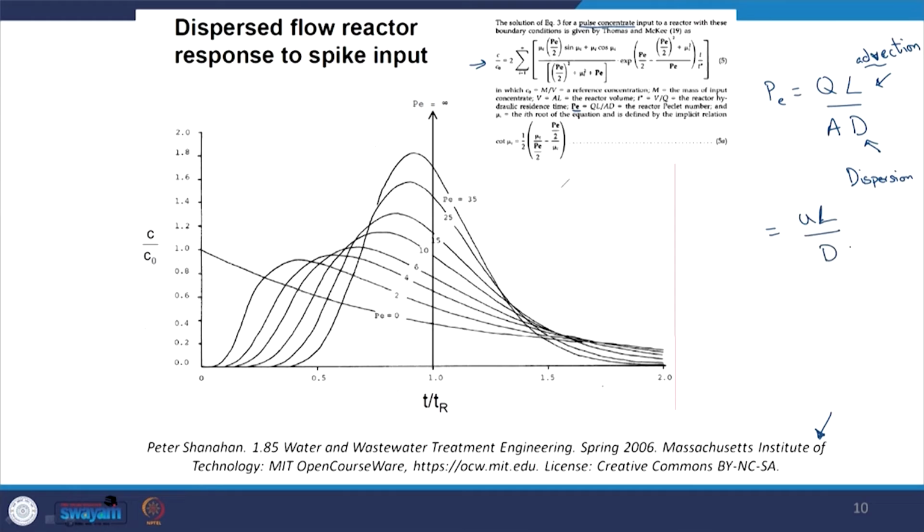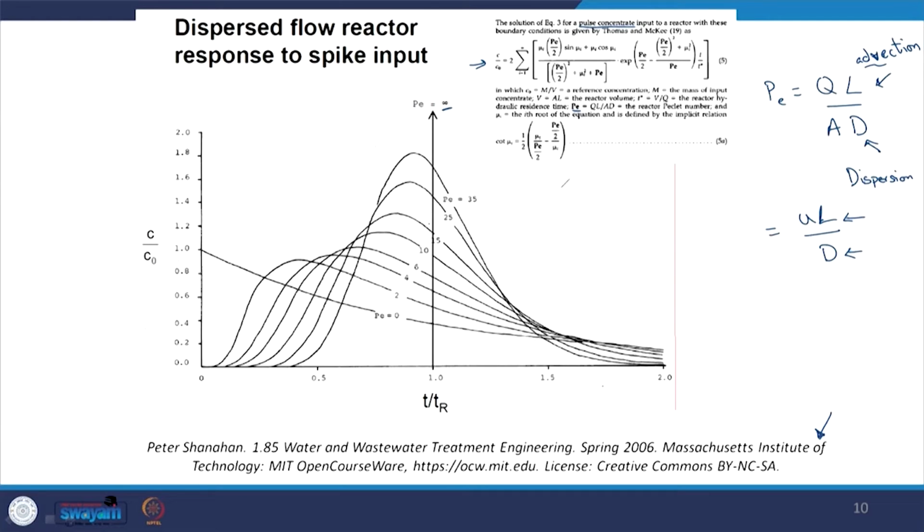We will just look at it. So, if Pe is equal to infinity, what does that mean? Meaning advection, or the Peclet number, if it is equal to infinity, what does that mean? The numerator is much greater than the denominator, right. So, advection predominates and not really dispersion.